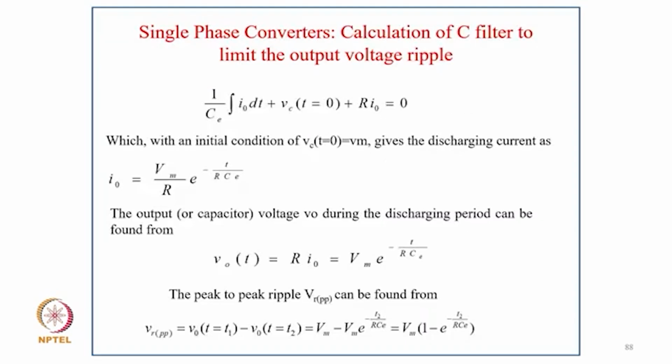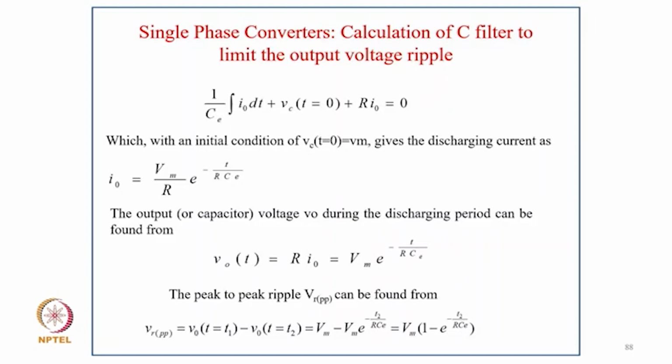These are the equivalent circuits. So we can say the calculation for the C filter is 1 upon C integral I0 dt plus Vc at t equal to 0 plus Ri equal to 0. With an initial condition Vc at t equal to 0 being Vm, this gives the discharge current as I0 equal to Vm upon R e to power minus t upon RC. The output or capacitor voltage V0 during the discharge period can be found as V0 equal to R I0, which equals Vm e to power minus t upon RC.